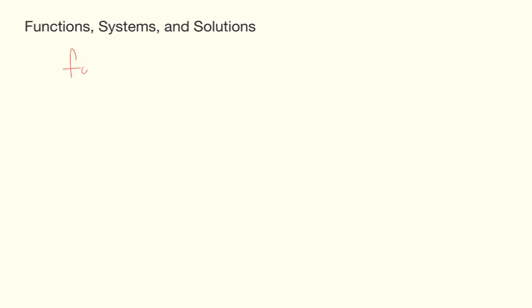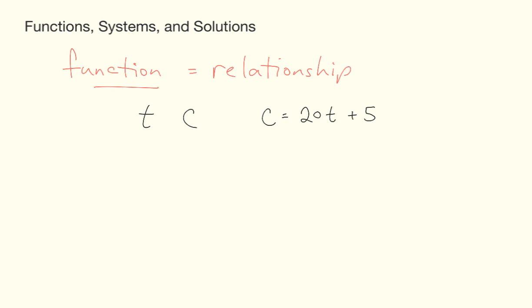What is a function? Well, a function is primarily a relationship. For example, you might explore the relationship between time and cost, where, for example, after a flat fee of $5, it might cost you $20 an hour to rent something. And we can even see how this relationship plays out with a couple examples.